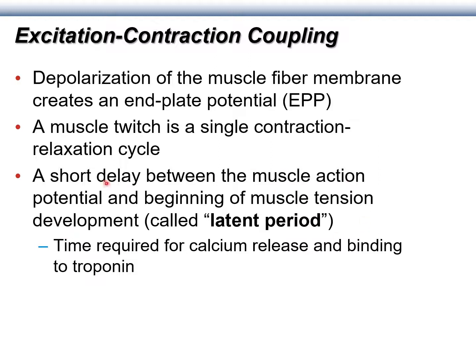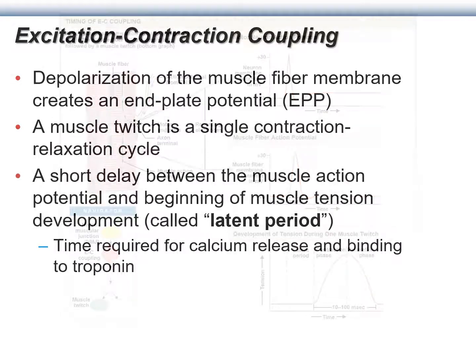Well, all of that takes a few thousandths of a second, and that's called a latent period. And that gives you a theoretical limit to how fast someone could potentially respond to a stimulus. We talked about neural velocity in the past as part of that, and the number of synapses that can trigger fast or slow responses. Fewer synapses is faster. But we also have this latent period, the time required to get that calcium out and binding to troponin from that action potential.